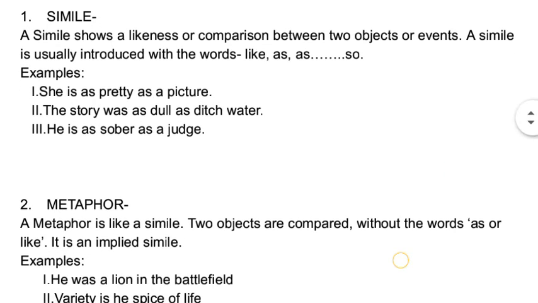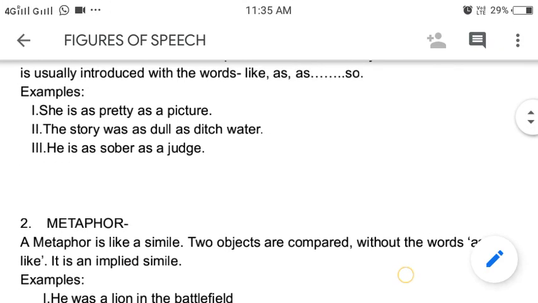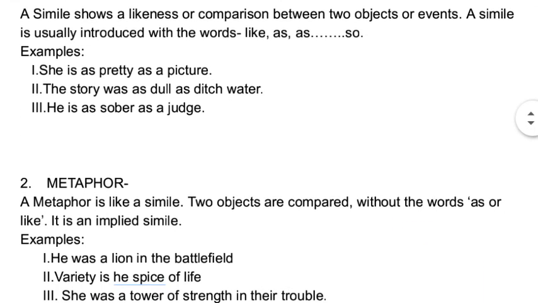Second point is a metaphor. A metaphor is like a simile. What is a simile? A simile is a comparison between two objects. So a metaphor also follows this formula. It also compares two objects or events without the words as, like and so. It is an implied simile.